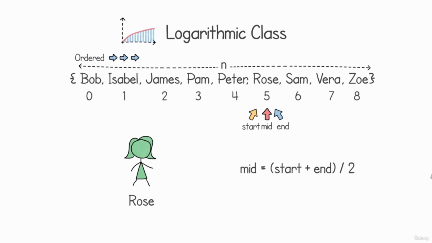And again, we do the comparison. We say, is the input string rows the same as the item at index position 5? Which it is. In this case, we have rows over here as well. So in this case, we simply return the index position 5, showing that we have found the item that we're looking for.